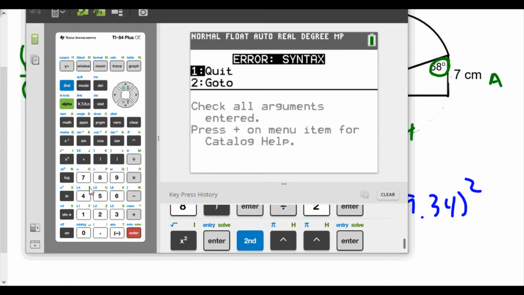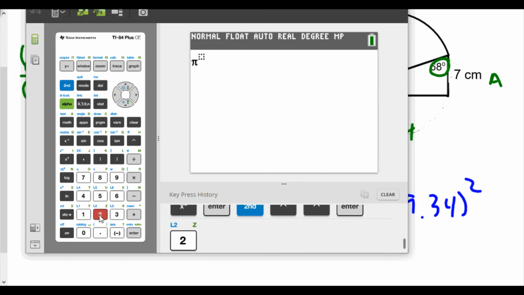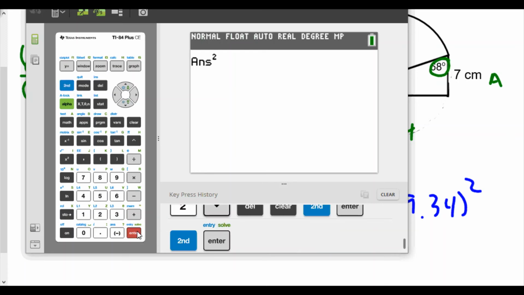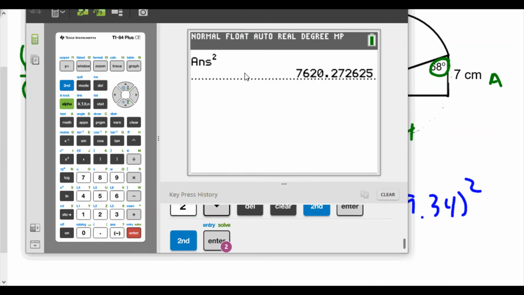Oops. Let's see, I see what happened. I pressed the wrong button. So delete this. How can we clear this? Clear, and we'll go second entry, go back to here, answer squared. That's okay. Sorry, ladies and gentlemen, it means I have to go back to the very beginning. I apologize for that.